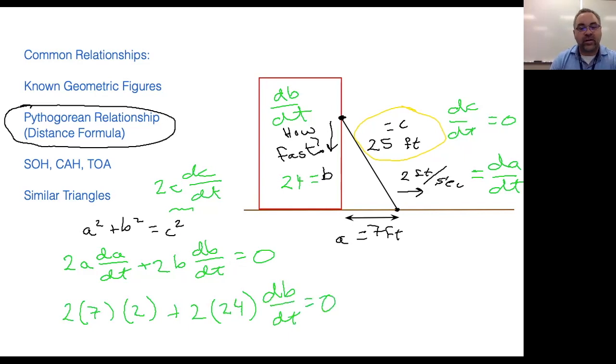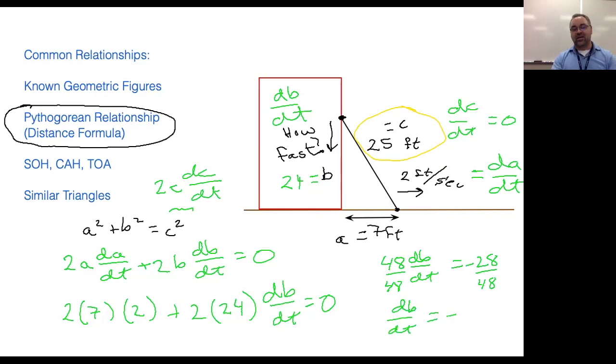Well, check it out, guys. If I take the 2 times 7 times 2, which is 28, and move it to the other side, I'm going to get 48 dB dt equals negative 28. And then I'll divide both sides by 48. And notice dB dt is negative. Now, what goes into 28 and into 48? 4 does, right? And why is it negative? Why is dB dt a negative number?